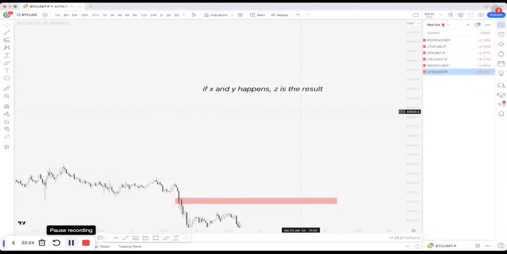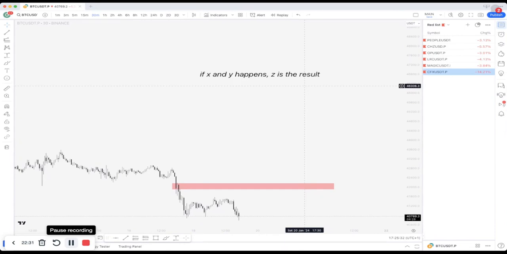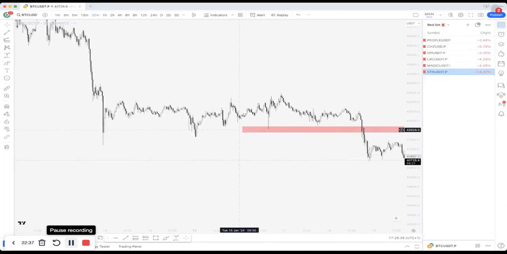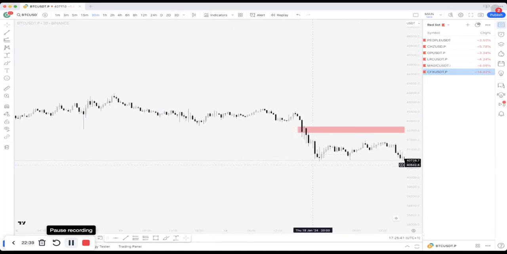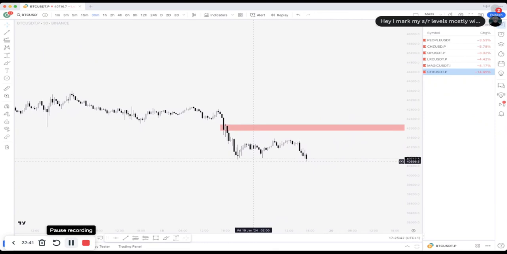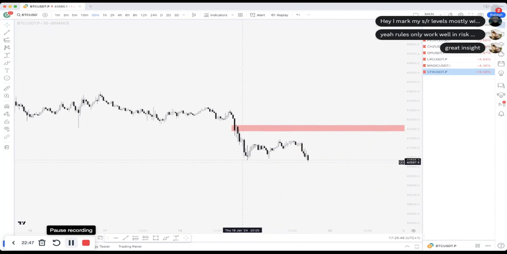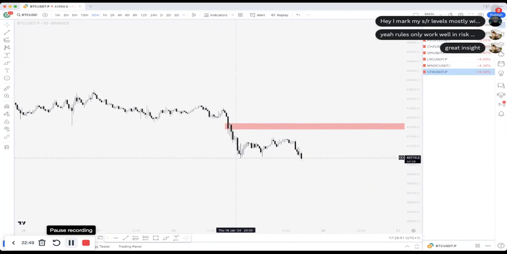That's why I find rules-based systems in general to be bad, right? Because if they worked, you could just code it. You can pay some guy $5 or $10 to code it and you will be a millionaire. But you're not because it doesn't work. That's why I very much preach discretionary systems. Rules only work on risk management, not on charts.